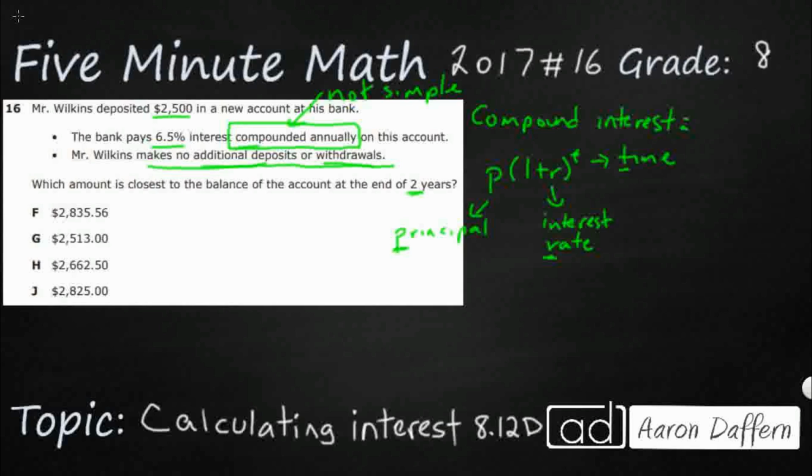And so let's start plugging this in. Our principal here is $2,500. Our interest rate is 6.5%. And our time is going to be 2 years. We're going to end up squaring it. So let's rewrite that. I'm going to do this right over here. So I'm going to have 2,500.